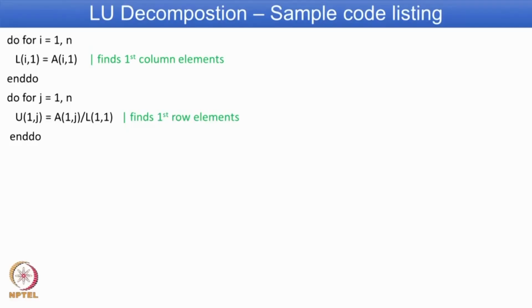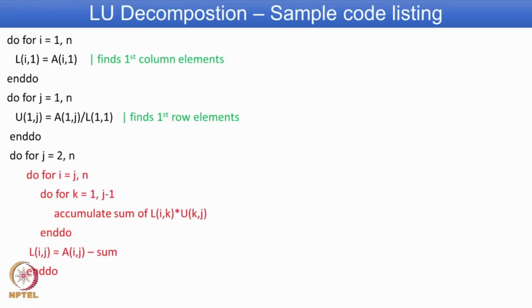Now we try to have a sample code listing for the operation that we just explained, to get element values in coefficient matrices L and U. So, do for i equal to 1 to n, Li1 equal to Ai1. This step finds the first column elements in the L matrix. Similarly, for U1j, where j runs from 1 to n, A1j divided by L11, and this gives the first row elements for the U matrix.